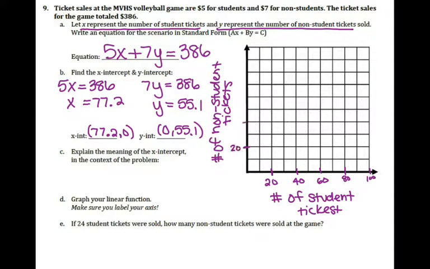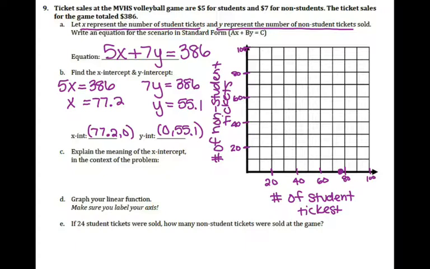So 20, 40, 60, 80, 100. And my x-intercept was at 77.2. So this tick mark is 70, and we want 77.2 approximately. So that is going to be in between this tick mark and the 80, but closer to the 80, so I'm going to put it right here.